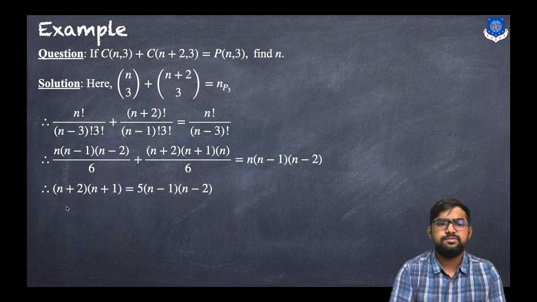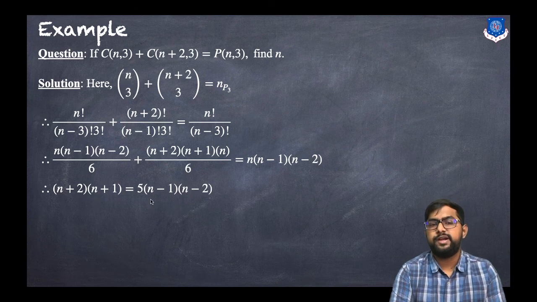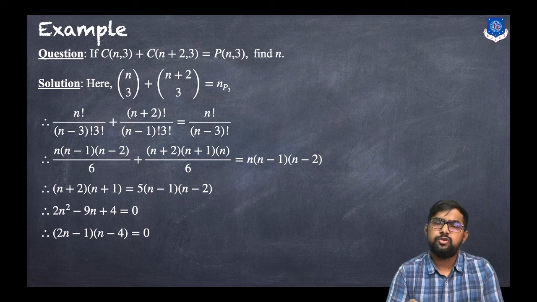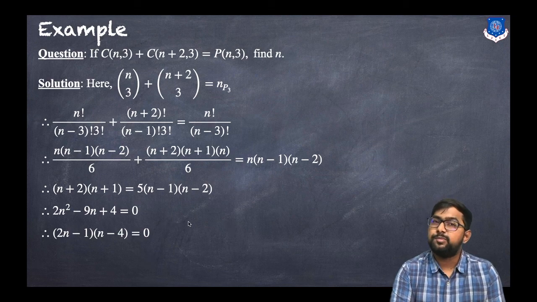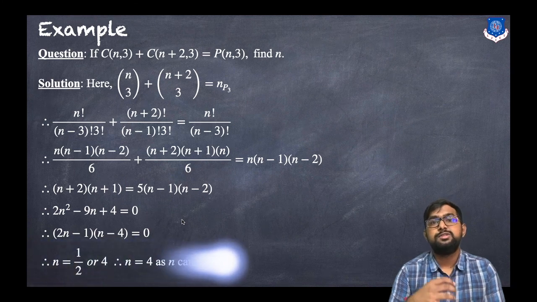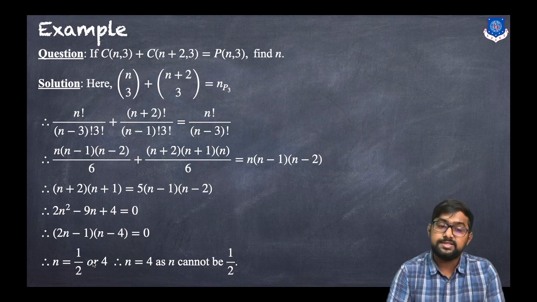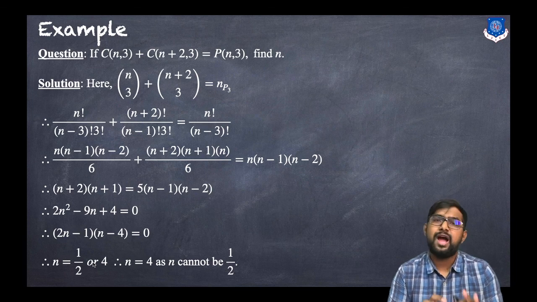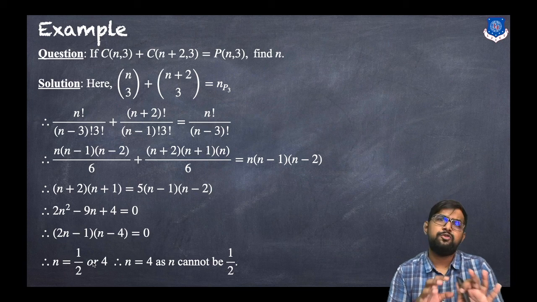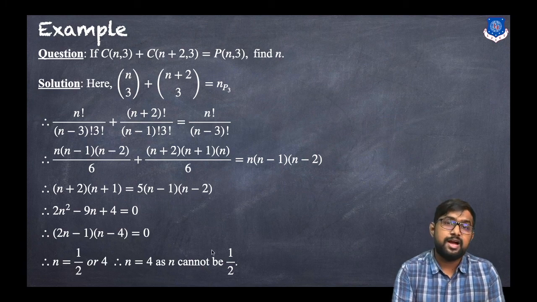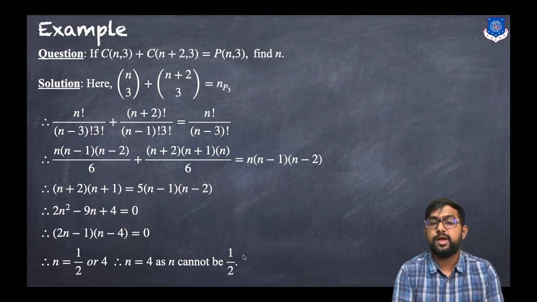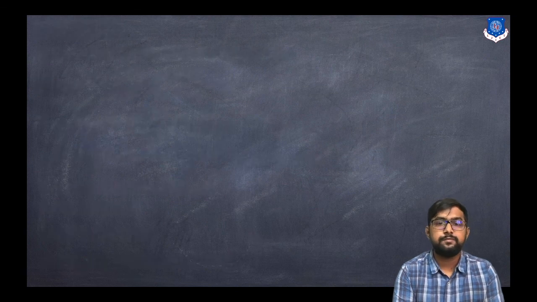If we expand this, we will get (n plus 2)(n plus 1) equals 6 times (n minus 1)(n minus 2). After expansion, we will get 5n squared minus 19n plus 10 equals 0. Now we know how to solve this quadratic equation. So the factors will be (2n minus 1)(n minus 4) equals 0. Hence we will get n equals 1 by 2 or 4. So 4 is the answer. Why? Because n cannot be half. We are selecting and arranging out of the entries, so n has to be an integer. So n cannot be half, so n equals 4. Thank you.